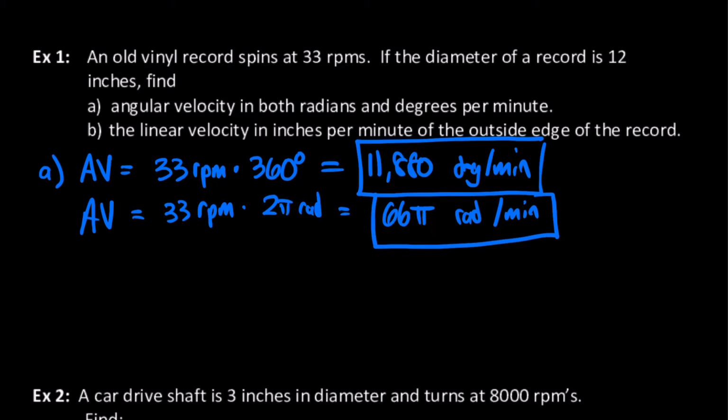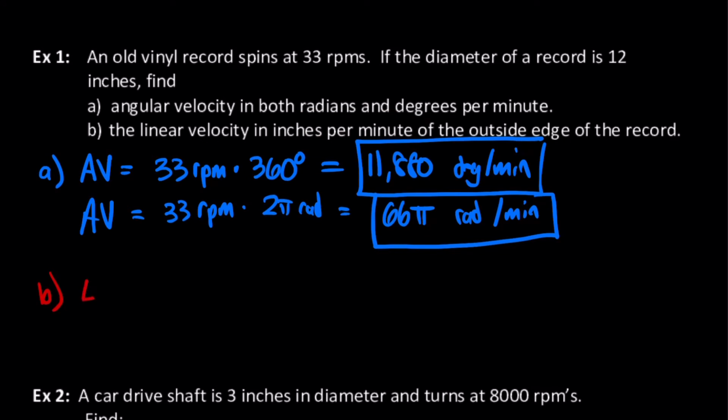Next, linear velocity in inches per minute of the outside edge of the record. So before we even calculate this, I want to make sure here I've got 33 RPMs, which stand for rotations or revolutions per minute. So this is in terms of minutes. The diameter is given to us in inches. So if we don't do any converting, we just multiply those together, we are going to get inches per minute. Inches per minute is what's specified here. So this is going to be relatively easy in that we don't have to do any conversions.